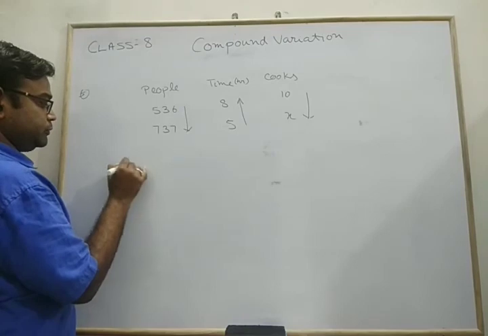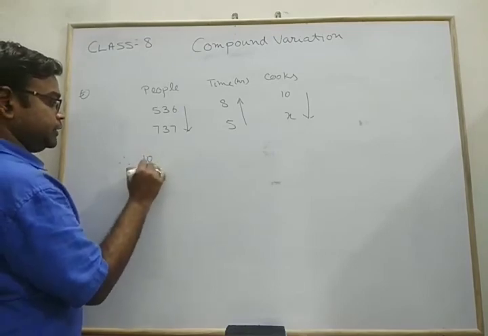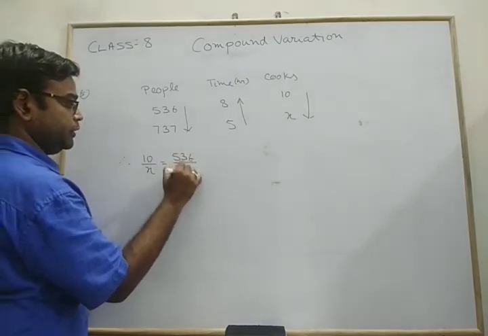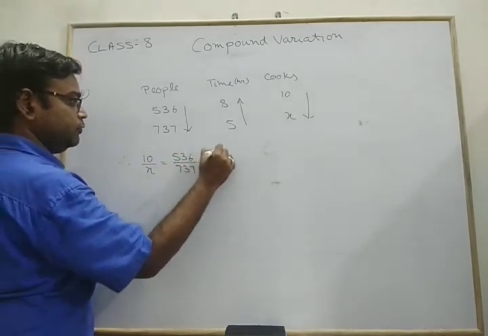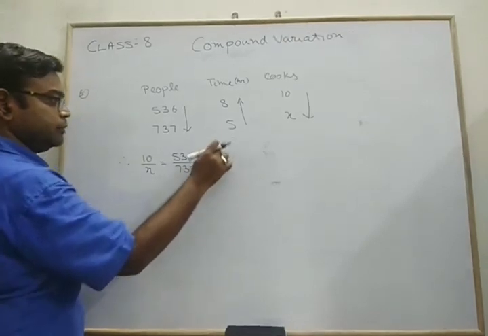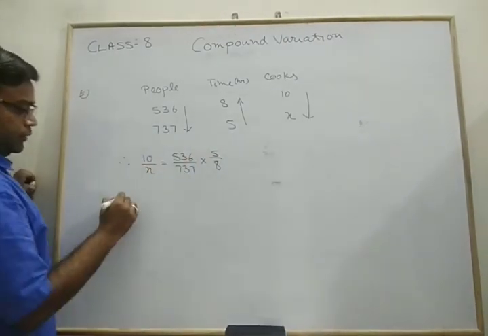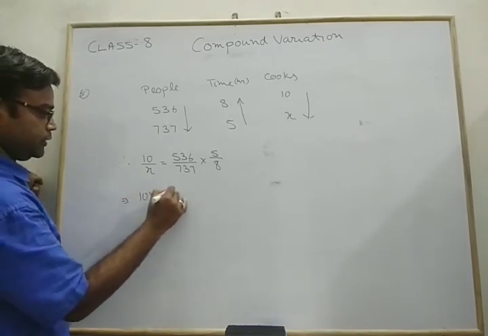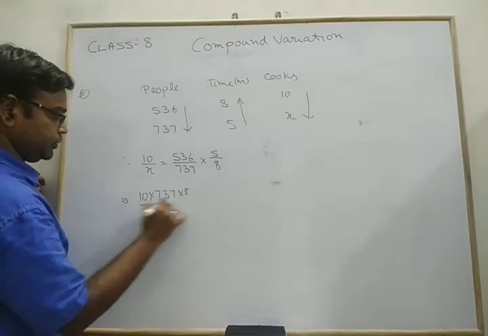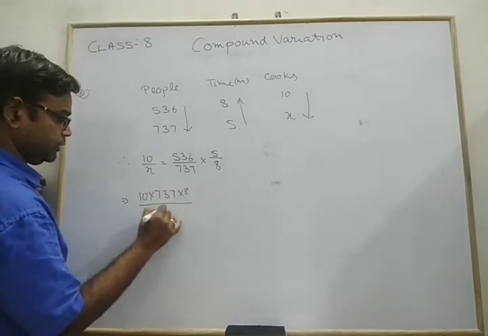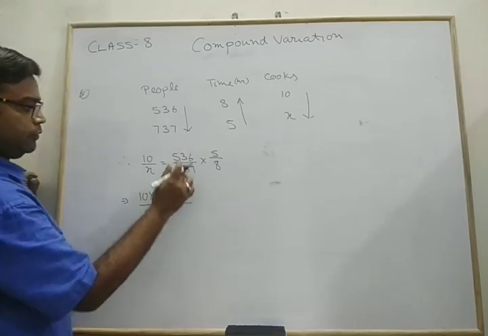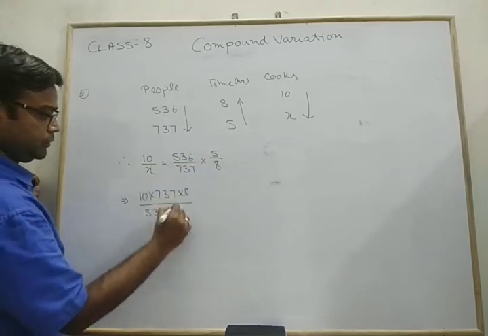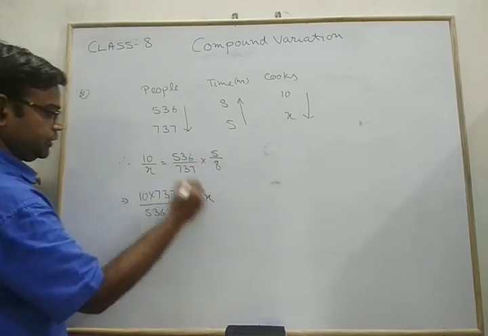Compared with this one, where the unknown quantity is there. Therefore, we can write down 10 upon x equals to 536 upon 737 into 5 upon 8. This comes at the numerator. So x equals to 10 into 737 into 8 by 536 into 5. This comes this side, this comes this side. Try to solve this one.